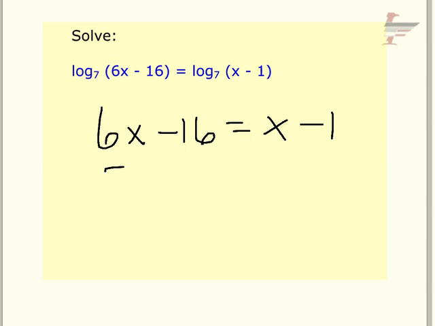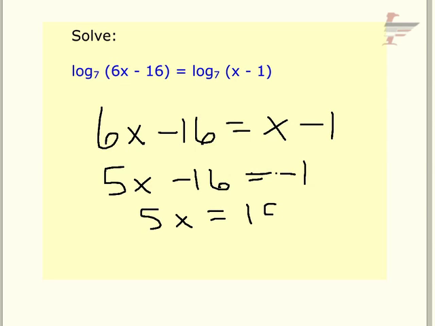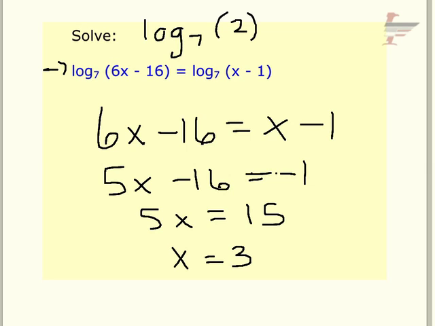So I'm going to subtract x to get 5x minus 16 equals negative 1. Then I'm going to add 16 to get 15, and then x equals 3. And again, like with exponential, you want to make sure you check your answer in the original equation. So if I take log base 7 of 6 times 3 is 18, 18 minus 16 is 2. That should equal log base 7 of 3 minus 1 is 2, and certainly those equal each other.